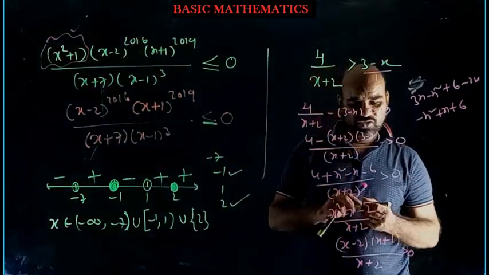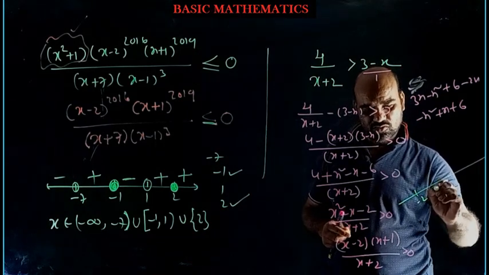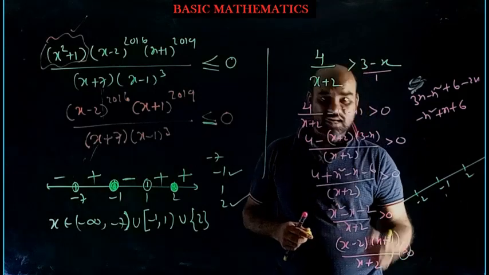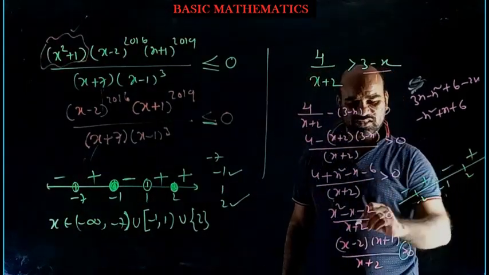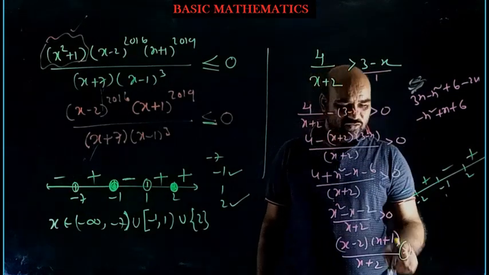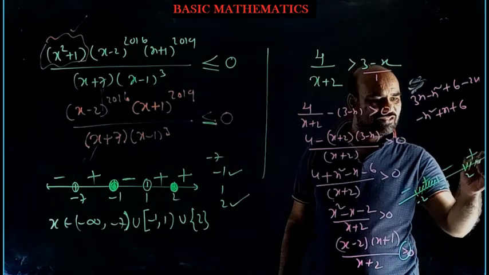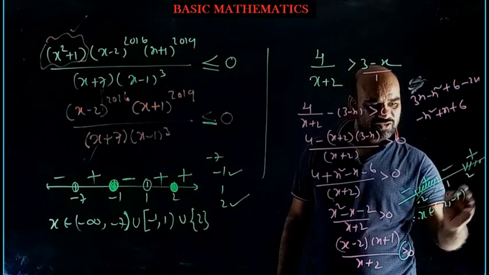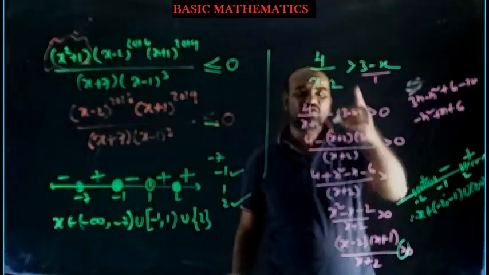Okay, so we need to draw a number line. The zeros are minus 2, minus 1, 2. None of them is a solution because only greater than is given. Just write the symbols plus, minus, because all are odd. We want greater than, meaning positive symbols, so this area we want. Therefore directly I can write x belongs to open minus 2 to open minus 1, union open 2 to infinity. That is the solution for this problem.